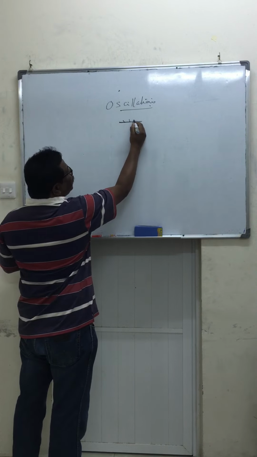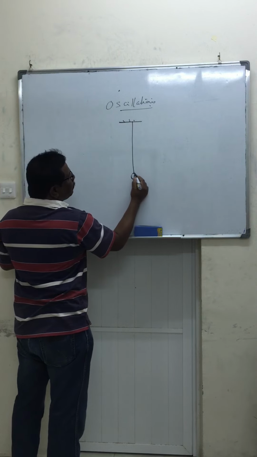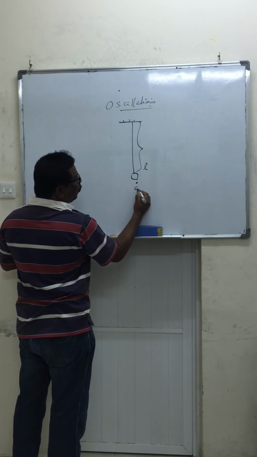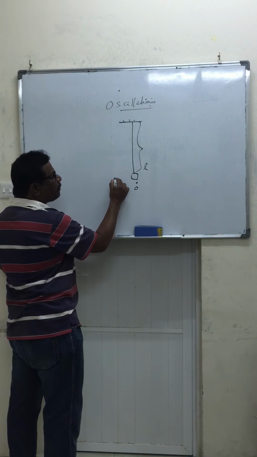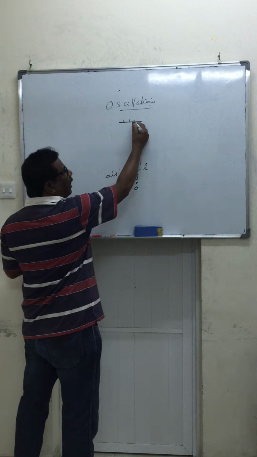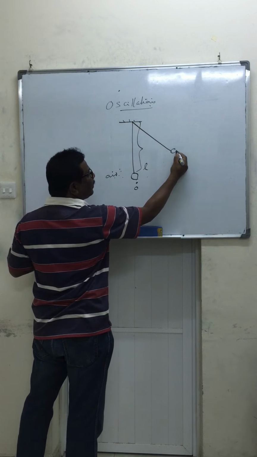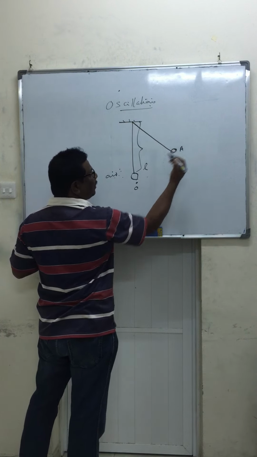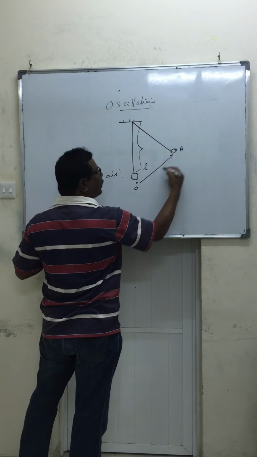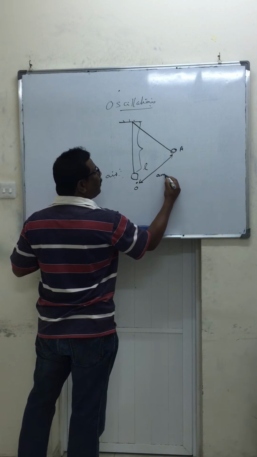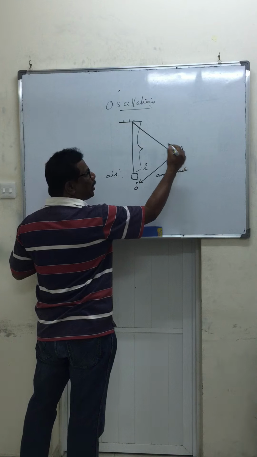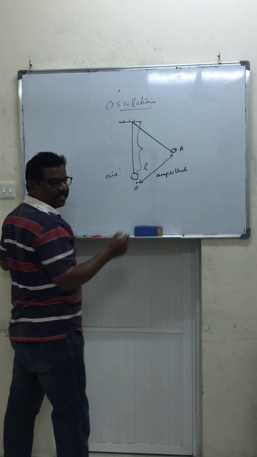Imagine a simple pendulum of length L, which is at the mean position O. The medium is air, it is surrounded with air. I took the pendulum bob to a certain height, say point A. From O to A is the maximum displacement, and that is called the amplitude. From this position, I just release.